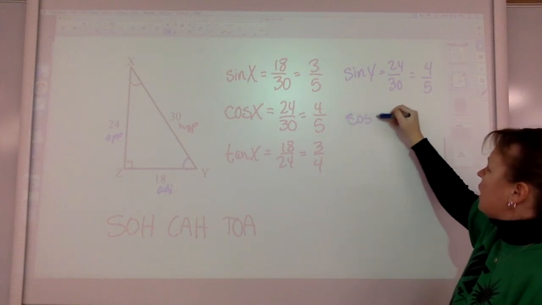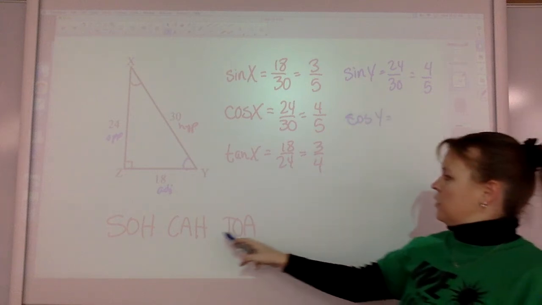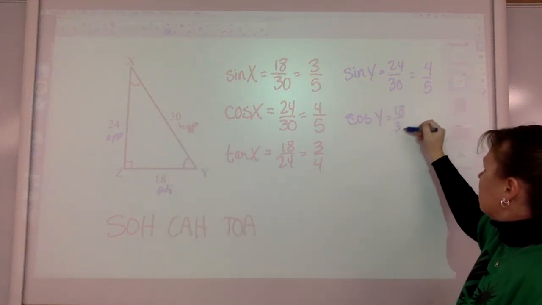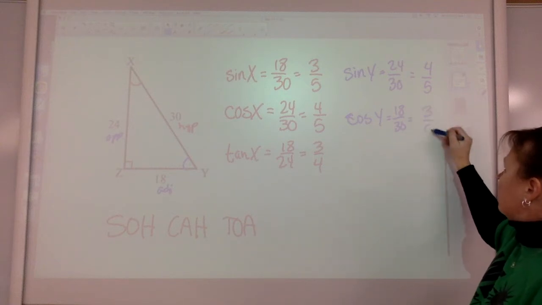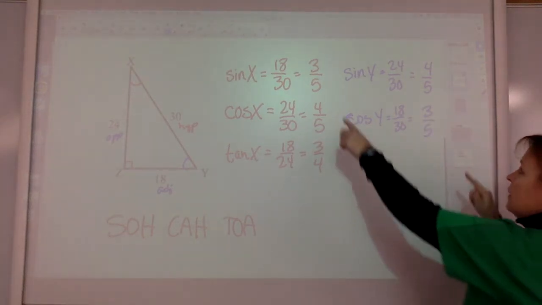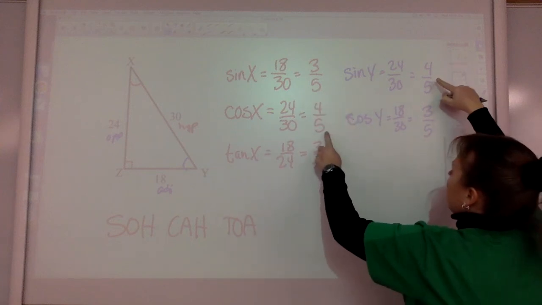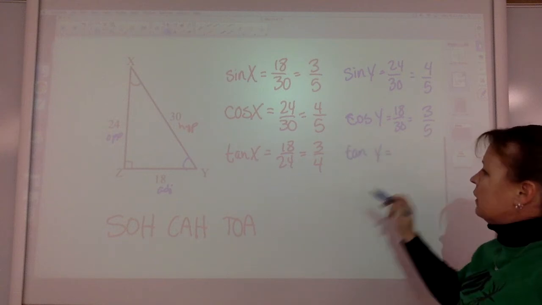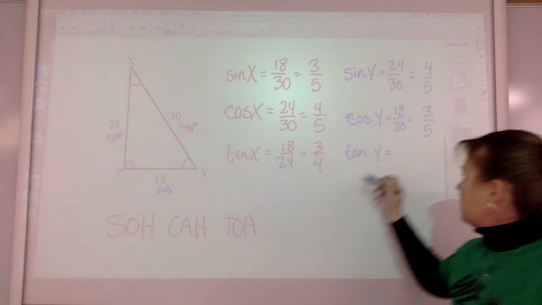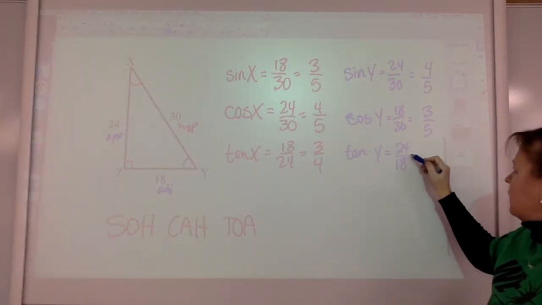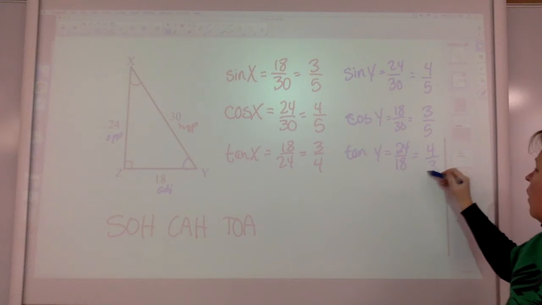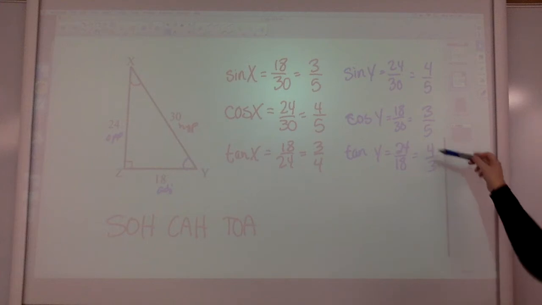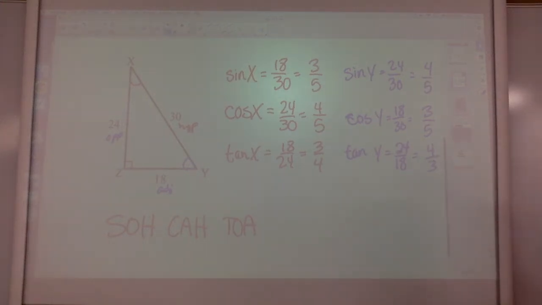Then let's find the cosine of y. Adjacent side over the hypotenuse, 18 over 30. Reduce them both, you get 3/5. Do a quick check. If you did it right, these will be the same. And finally, the tangent of y, opposite over adjacent, 24 over 18 gives you 4 over 3. Not 1 1/3. You need a ratio, 4 over 3.